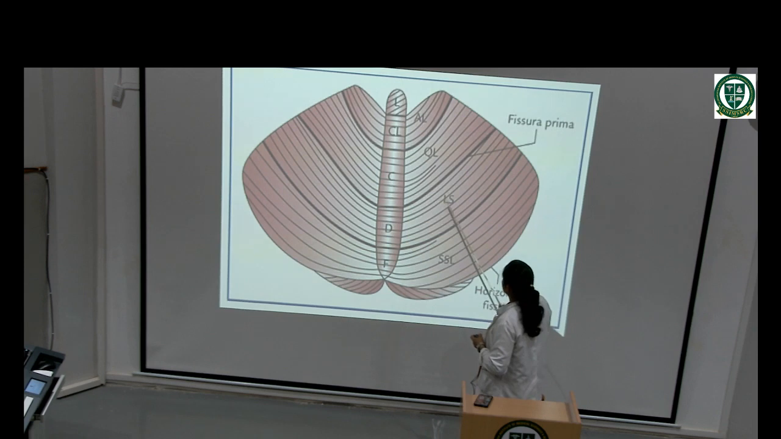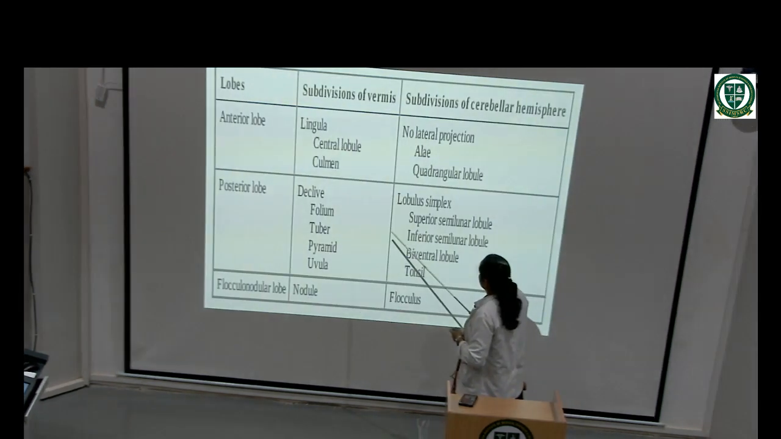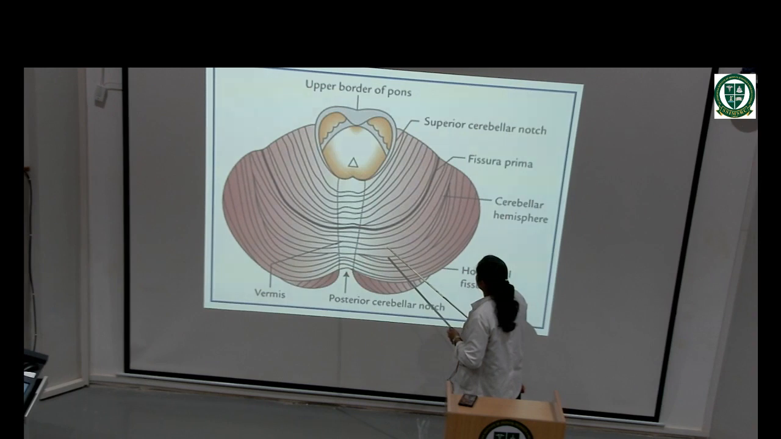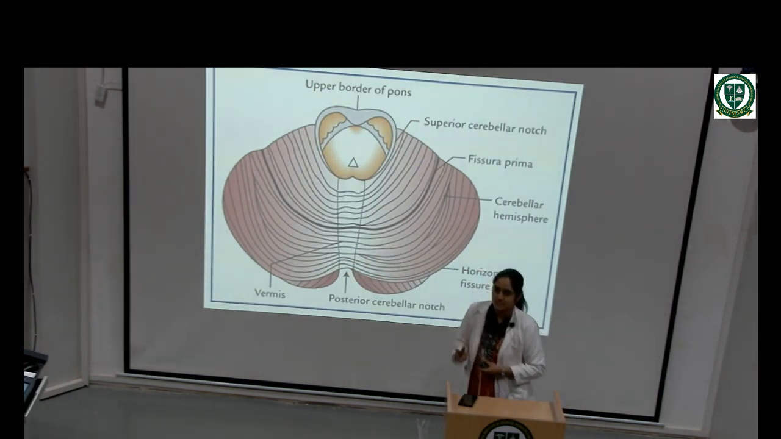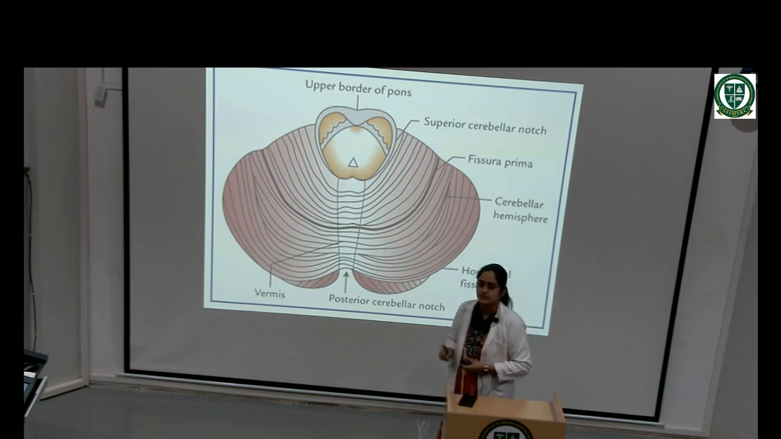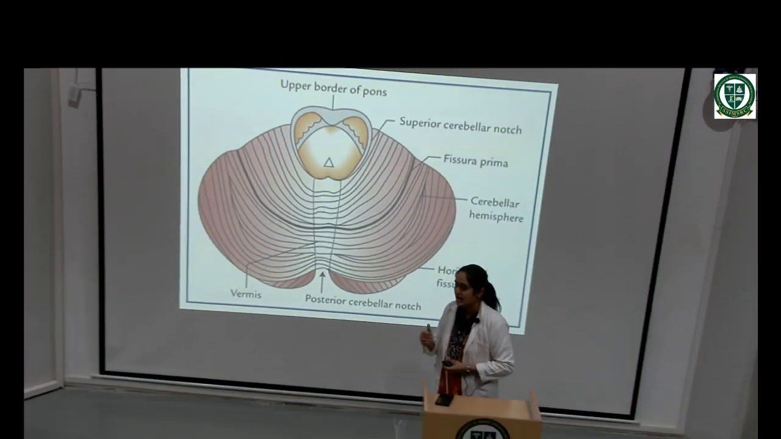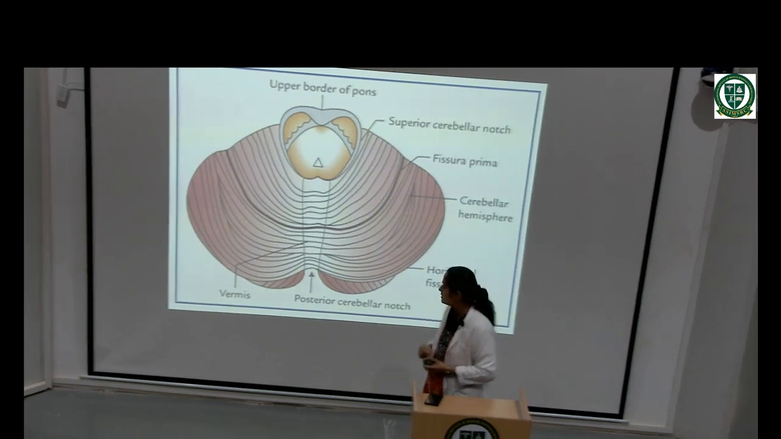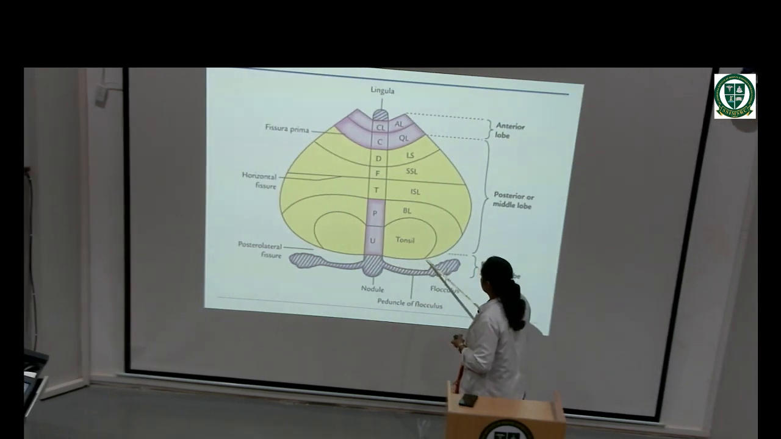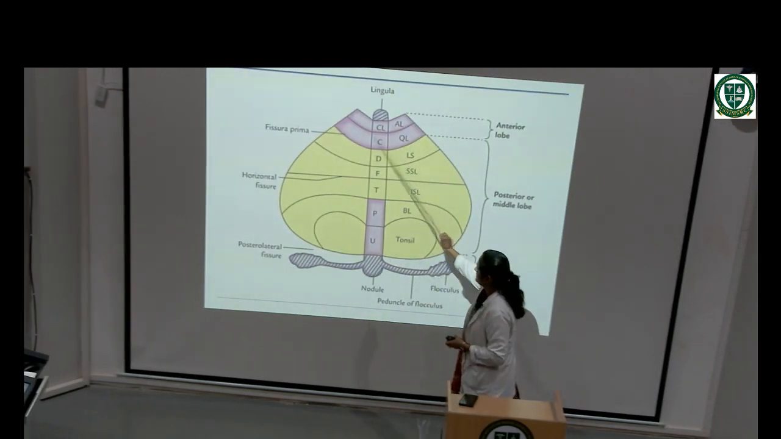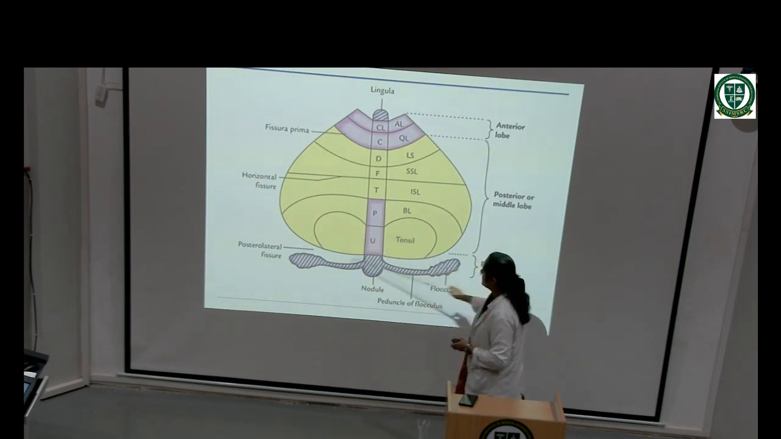Again, on the superior surface, two fissures are formed basically. First is the posterolateral fissure, which divides the entire body of the cerebellum into the corpus cerebelli and another part called the flocculonodular lobe. So this posterolateral fissure is dividing the cerebellum into two parts. This whole thing is called the corpus cerebelli and this is called the flocculonodular lobe.